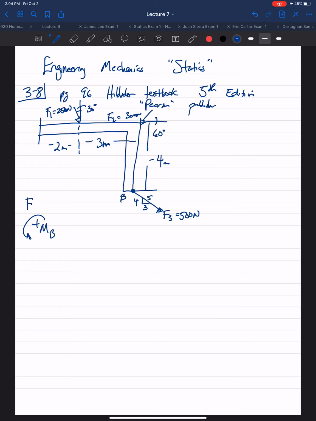So for F1, we have 250 newtons. Cosine of the 30-degree angle gives us the vertical component. And then the perpendicular distance between the line of action of the vertical component and point B is given to us as 3 meters. And since that is pushing down to the left of B, it's counterclockwise rotation about point B, which means it's positive.